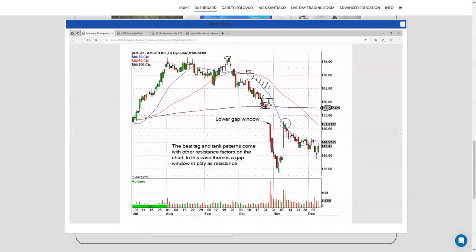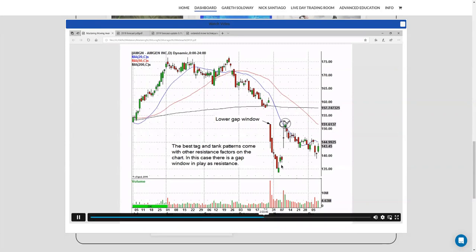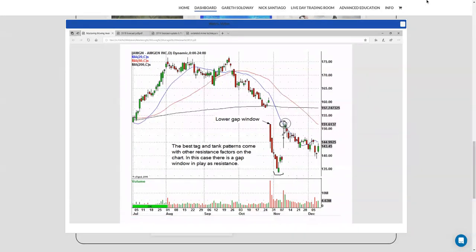Real quick though, I don't want to get off topic. This is what we call tag and tank or drop and pop. Look what price does. It rallies up into the 20 MA. I know James likes this trade. Is this a major or minor right here? It's major, right? Price is coming from an extended point now.